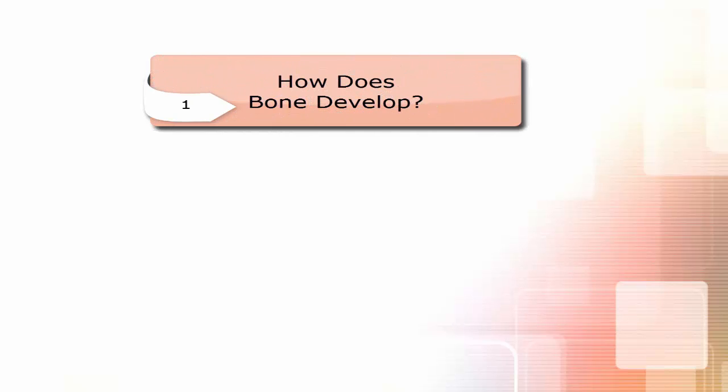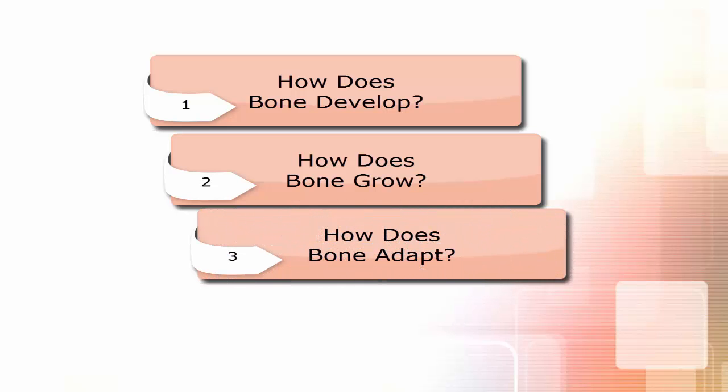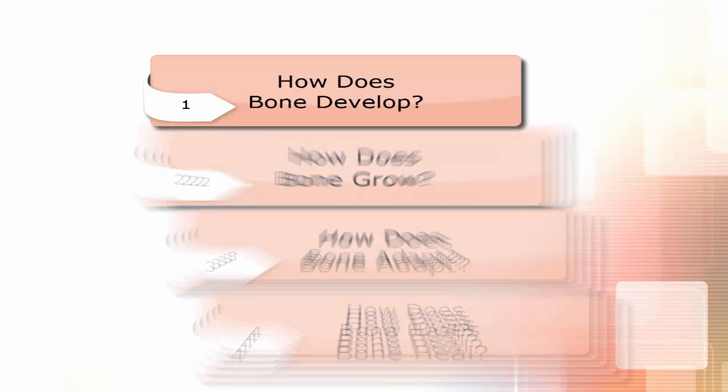The rest of Chapter 6 will be dealing with the nature of bone and the physiology behind it. We will look at how bone develops in the fetus, how it grows in the child, how it adapts in the adult, and how it heals. And we will also look at some pathology associated with bones.